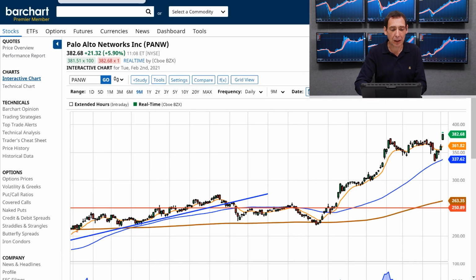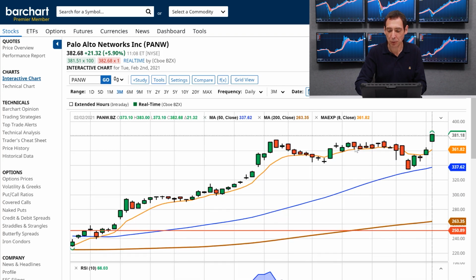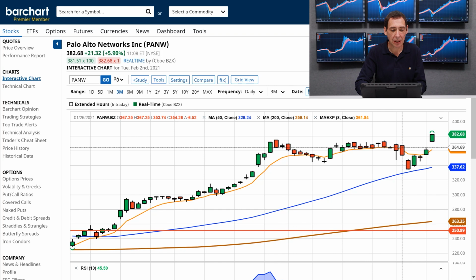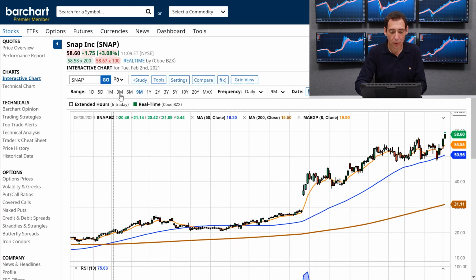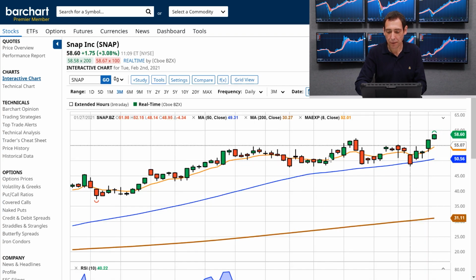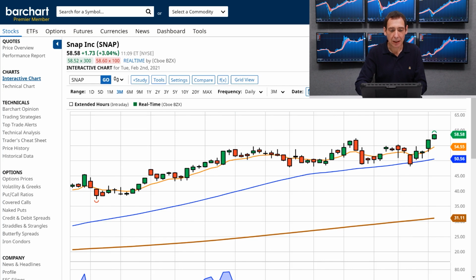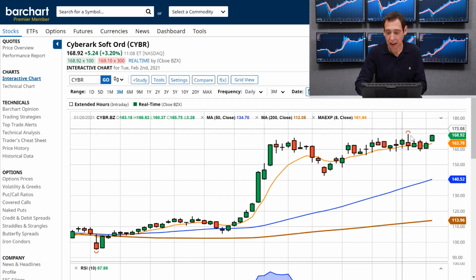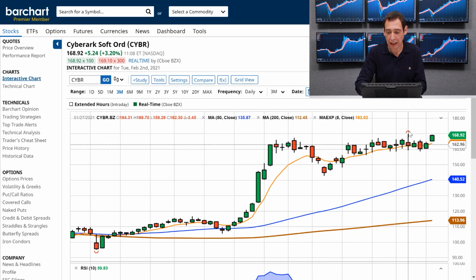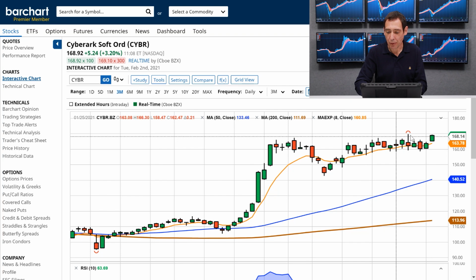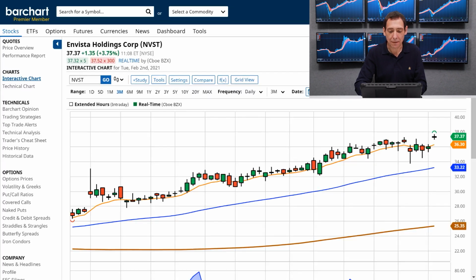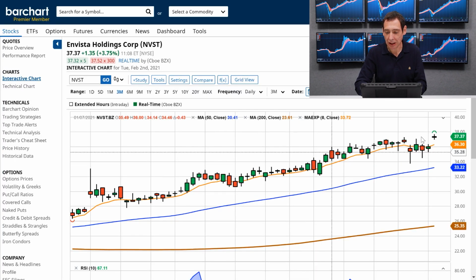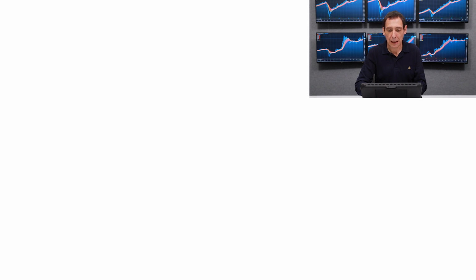Here's PANW. Let's look at it on a three-month basis. Look at that nice, beautiful breakout following congestion. Snap, three-month, nice breakout following congestion. CYBR, nice breakout following congestion. This day right here doesn't count because it closed in the range. Then we got NVST. Again, notice nice congestion followed by a breakout.